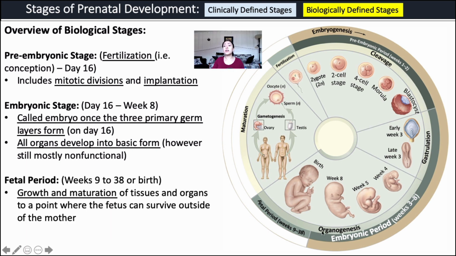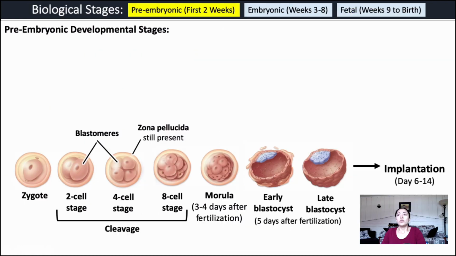The fetal period begins at week 9 and continues until week 38 or until birth. And this is whenever the conceptus is referred to as a fetus. This is dominated by growth as well as maturation of the tissues and organs to a point where the fetus could actually survive outside of the mother. So now we're going to look at each of the biological stages in more detail to talk about what is actually happening during each one of these stages. Let's begin with the pre-embryonic period, which again is like the first 2 weeks of development after fertilization.